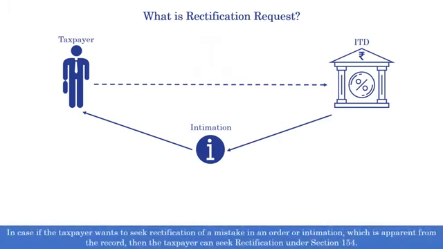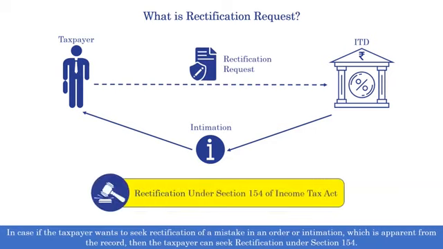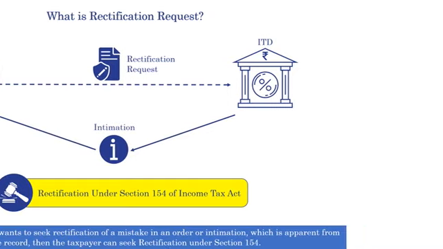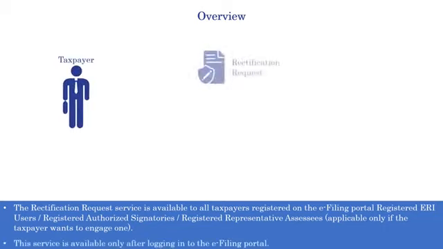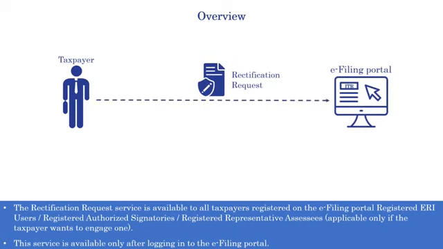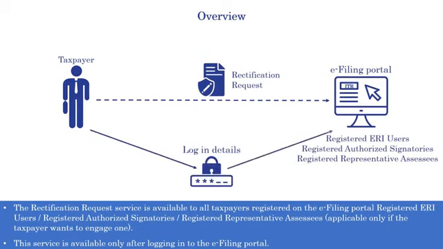In case the taxpayer wants to seek the rectification of any mistake in the intimation received under Section 143 subsection 1, the taxpayer can file a rectification under Section 154. Please note that the rectification can only be filed for an error which is apparent from the record. The rectification request service is available to all taxpayers registered on the e-filing portal, registered ERI users, registered authorized signatories, registered representative assessees in case the taxpayer wants to engage one. The service is available only after login to the e-filing portal.